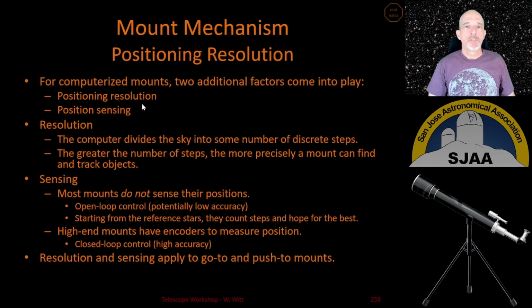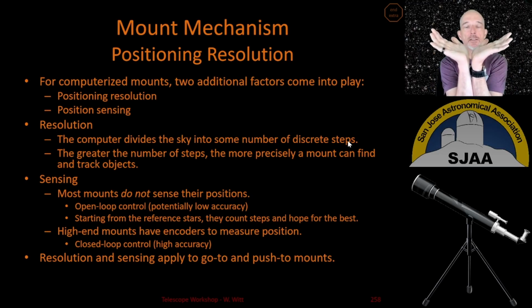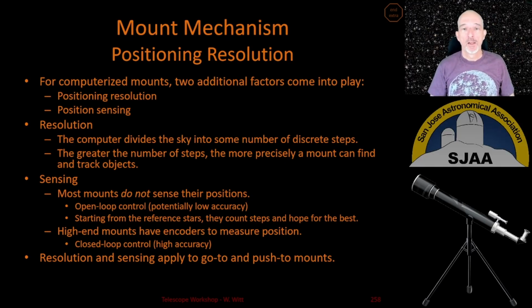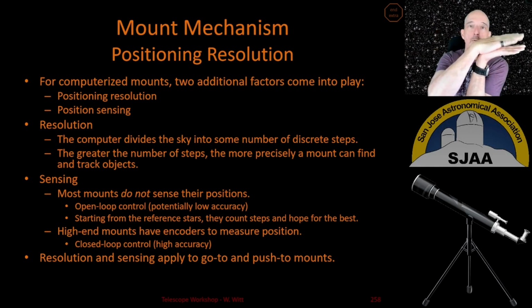I also want to talk briefly about positioning resolution. So for computerized mounts, two additional factors come into play: positioning resolution and position sensing. Resolution is the following, right? So the computer divides the sky into some number of discrete steps. Remember, we said much earlier, on Sunday, that the sky is basically 180 degrees horizon to horizon, right? And we measure the size of sky objects in degrees. And so the computer needs to be able to understand this whole space, right? So it will understand this as some number of steps.